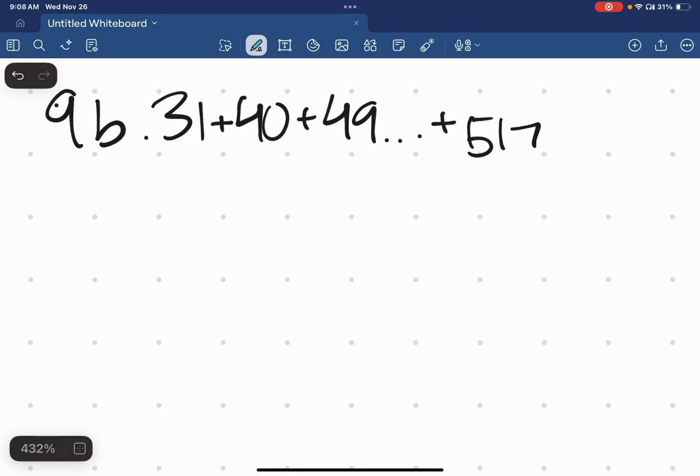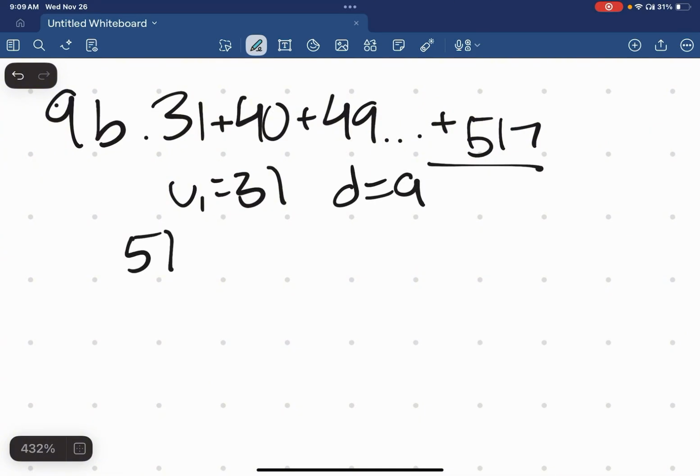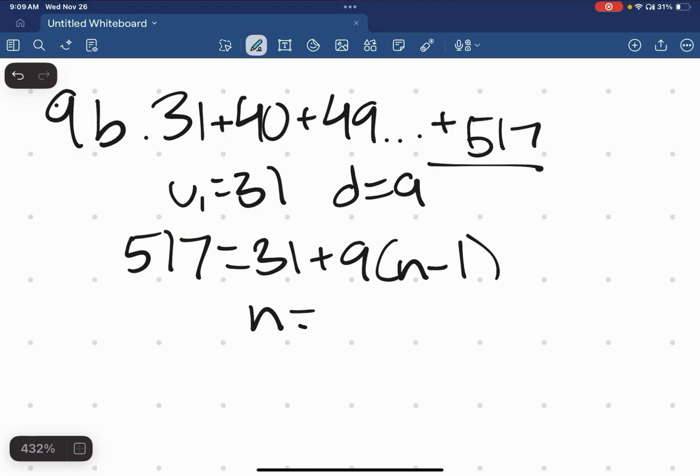Hold up, lost my step here. Okay. U1 is going to be equal to 31, and our common difference here is just plus 9 each time. Let's go ahead and find this nth term. Now that 517 is going to be equal to 31 plus 9(n minus 1). Doing some math, we get that n is going to be equal to 55.